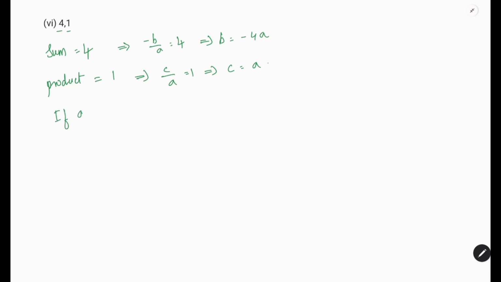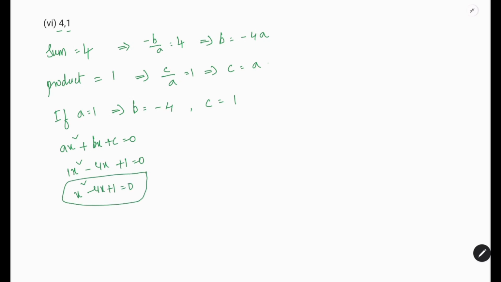If a equal to 1, then b equal to minus 4 into 1 is minus 4 and c equal to 1. Now substitute these values in a quadratic polynomial. A is 1 x square, b is minus 4x plus 1 equal to 0. x square minus 4x plus 1 equal to 0. This is the quadratic polynomial.